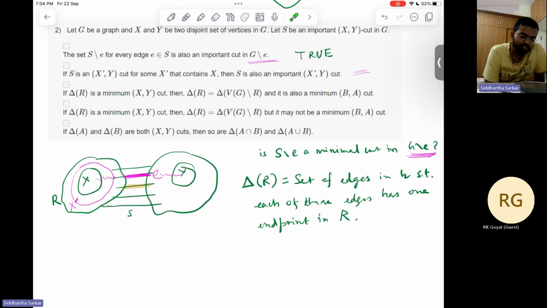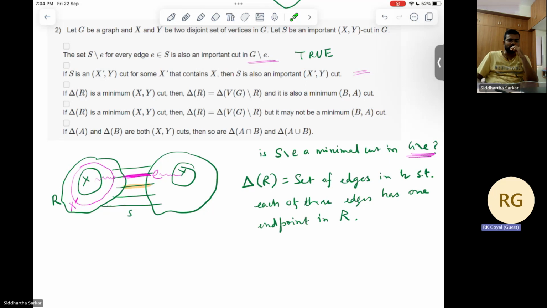So if delta R is a minimum X Y cut, then delta R is also a minimum B comma A cut. That is the claim. Take a moment to digest this. V G minus R stands for all the vertices of the graph excluding the vertices which are part of R. In this case it comes out to be the Y side, so this is delta of Y.